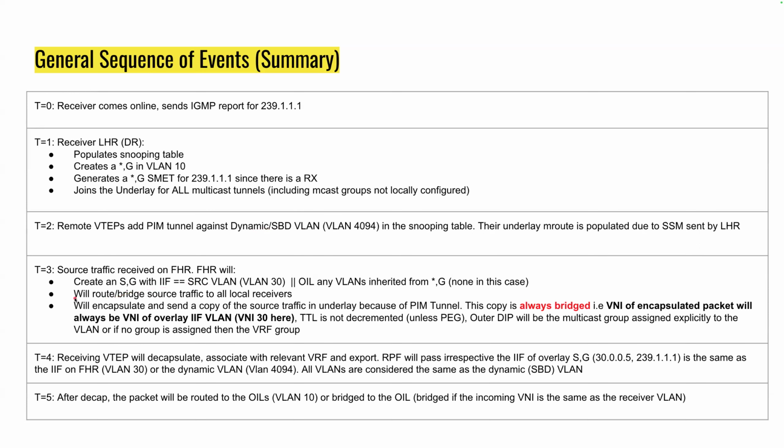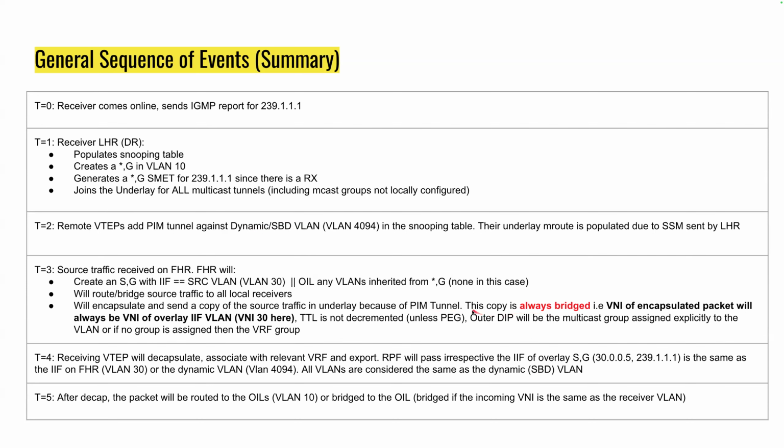And what will it do? It will route or bridge to all the local receivers. It might be possible that there are local interested receivers on the VTEP itself, and that could be the same VLAN or a different VLAN. So that is why it will route or bridge for the local receivers. And one encapsulated copy would be sent across VXLAN, because we have a PIM tunnel present in the snooping table for that SBD VLAN, which is 4094.